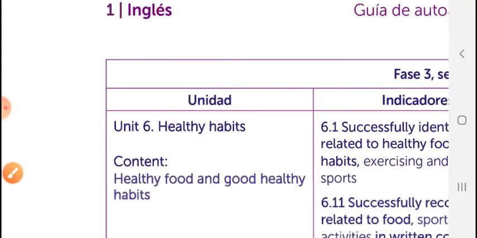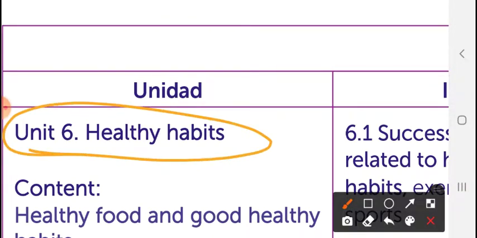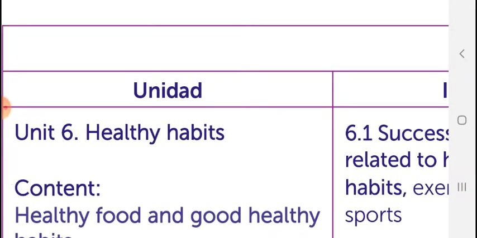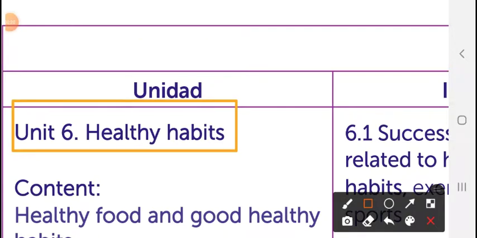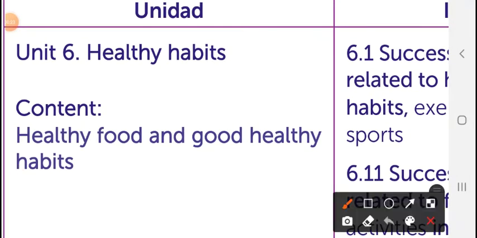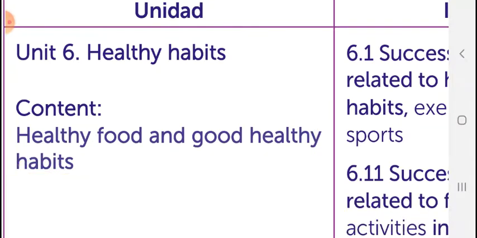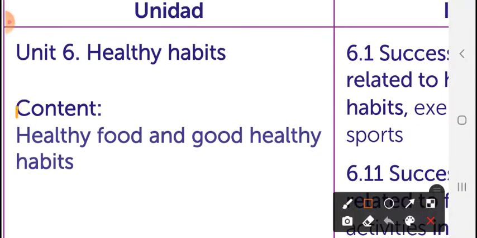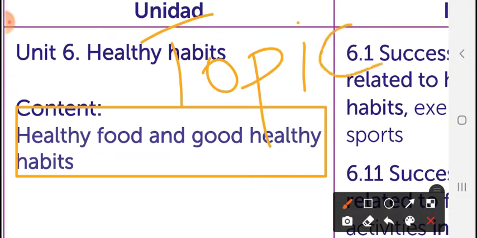I want to tell you that we are studying unit number 6, Healthy Habits. So please, if you haven't elaborated the unit, elaborate in your notebook please. Healthy Habits is the name of the unit, number 6. Also, the topic that we will study this week is the following: healthy food and good healthy habits. Once again, healthy food and good healthy habits. That's the topic that we are studying this week.